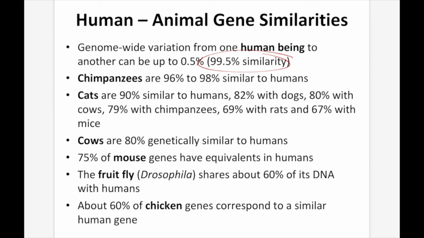The fruit fly, or Drosophila, shares about 60% of its DNA with humans. So for a similar reason, we're able to do a lot of tests on fruit flies, which are plentiful and very easy to replicate. And about 60% of chicken genes correspond to a similar human gene. So we're not as different from each other as we might have thought.